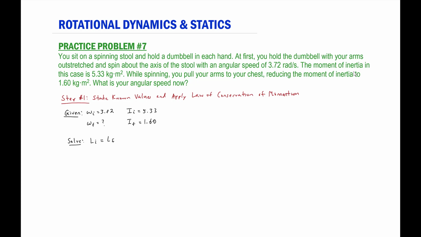So with the conservation of momentum, we have Li is equal to Lf. I_I omega I is equal to I_F omega F. We solve for omega F, which is I_I omega I divided by I_F. And just plug in the numbers, 5.33 times omega I, which was 3.72, divided by 1.60. And we get the final angular speed of 12.39 radians per second. And that is our answer.